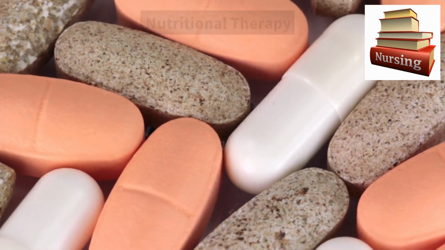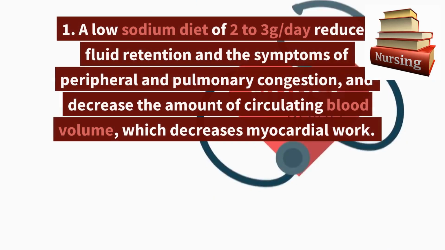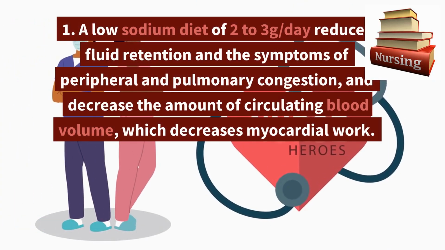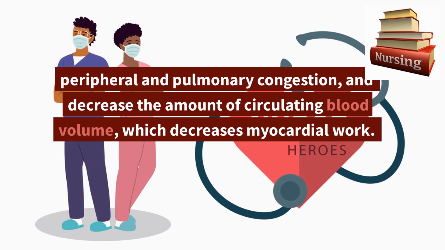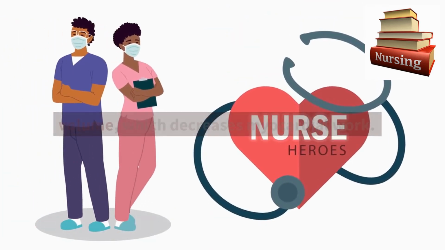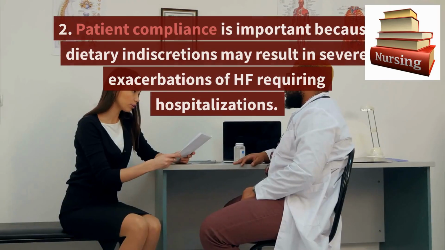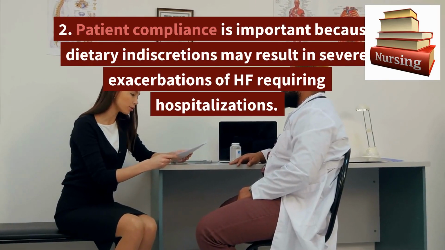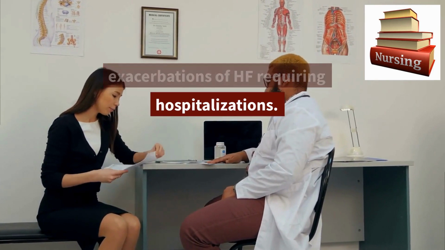Nutritional therapy. 1. Sodium restriction. A low-sodium diet of 2 to 3 grams per day reduces fluid retention and the symptoms of peripheral and pulmonary congestion, and decreases the amount of circulating blood volume, which decreases myocardial work. 2. Patient compliance is important because dietary indiscretions may result in severe exacerbations of HF requiring hospitalizations.